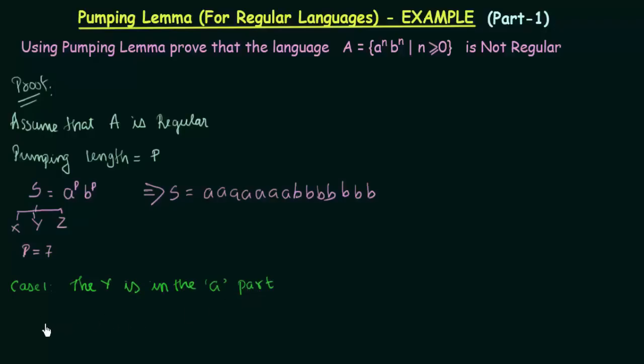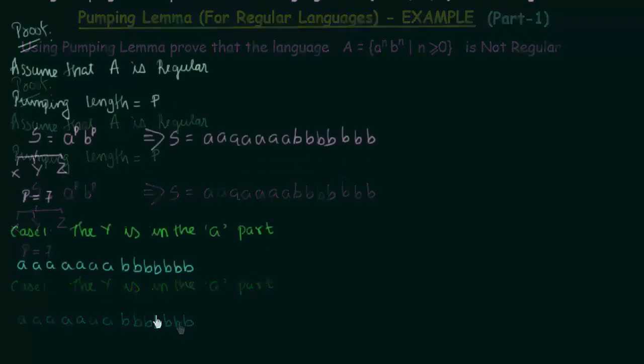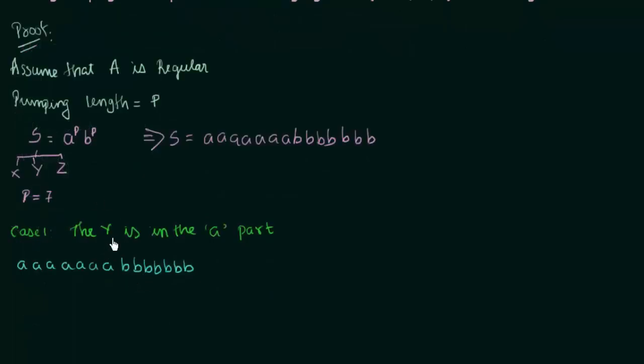So what I mean by this is, let's say we have like this 1, 2, 3, 4, 5, 6, 7 and 1, 2, 3, 4, 5, 6, 7. Okay, so this is my string and the y is in the a part. So let's assume that y is this part. If this is y, this will be x, and the remaining from here to the end will be z. Okay, so this is the first case.